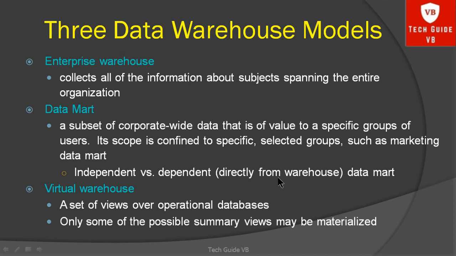We will see here the three data warehouse models from our architecture point of view. First is the enterprise warehouse. The first model collects all of the information about subjects spanning the entire organization. So the enterprise warehouse, as the name suggests, spans the entire organization, and it includes the entire organization's warehouse.